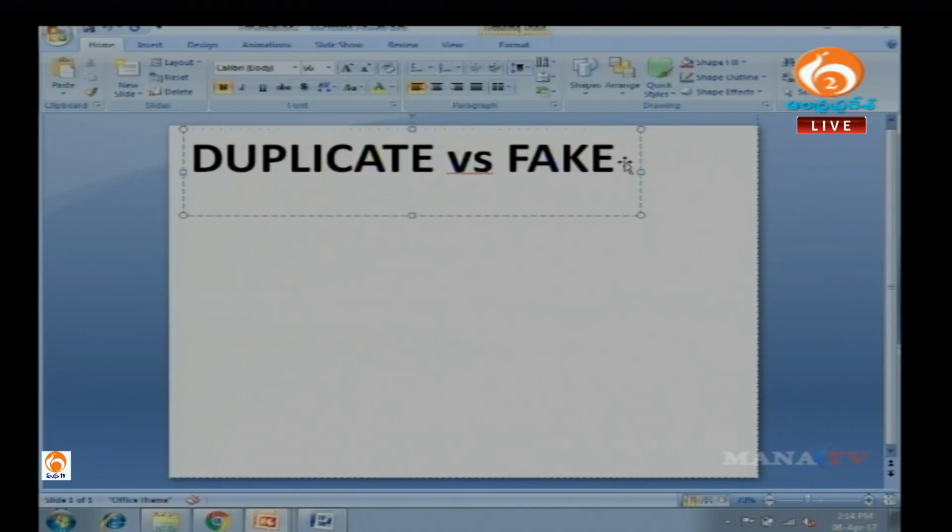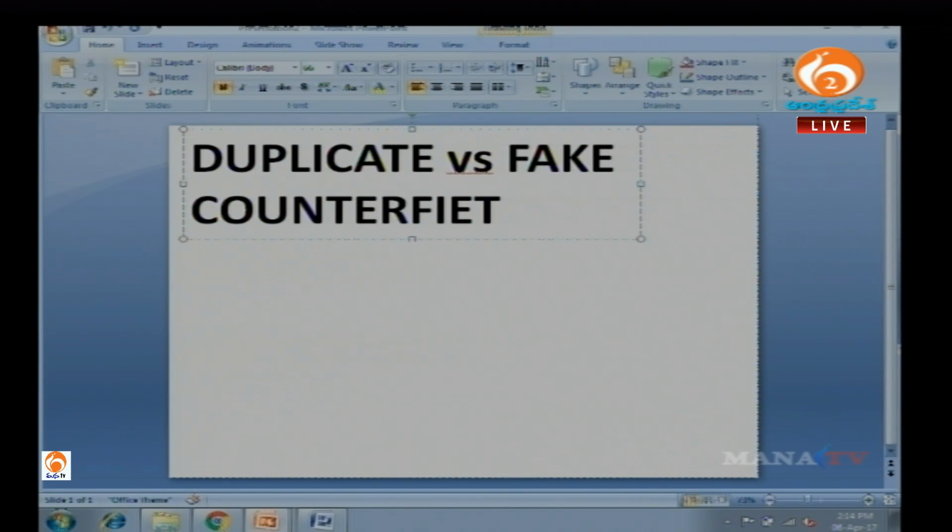This is not a duplicate currency. It's not even a fake currency. The proper word is counterfeit. Let me check if my spelling is right. Yes. So counterfeit, C-O-U-N-T-E-R-F-E-I-T. Now counterfeit is the word I will use for currencies. I will use fake for documents.